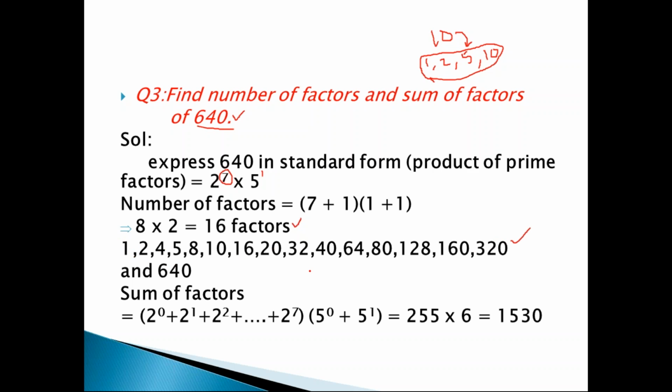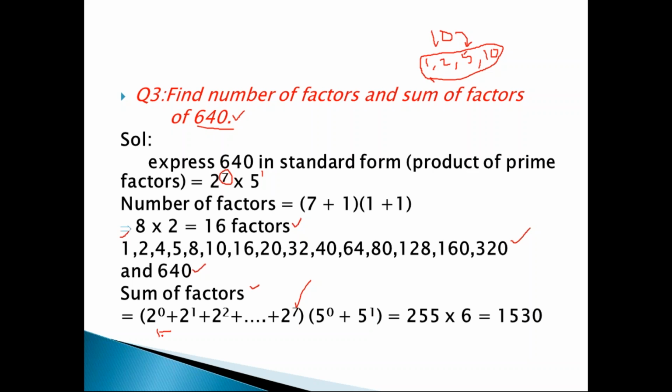16 numbers are there, 320 and 1 and itself and 1. Then to find the sum of factors, take 2 power of 0 and again 2 power of 1 and 2 power of 2, like that, 2 power of 3, 2 power of 4, 2 power of 5, 2 power of 6 and 2 power of 7. And again for 5, take 5 power of 0 plus 5 power of 1. This gives you the sum of these numbers.